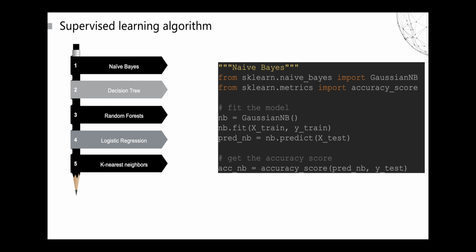For supervised learning algorithms, I used naive Bayes, decision tree, random forest, logistic regression, and k-nearest neighbors. The module in which all the algorithms are implemented is sklearn. Here is an example, and I also calculate the accuracy for each algorithm using accuracy_score from sklearn metrics. Actually, the code is quite simple here.